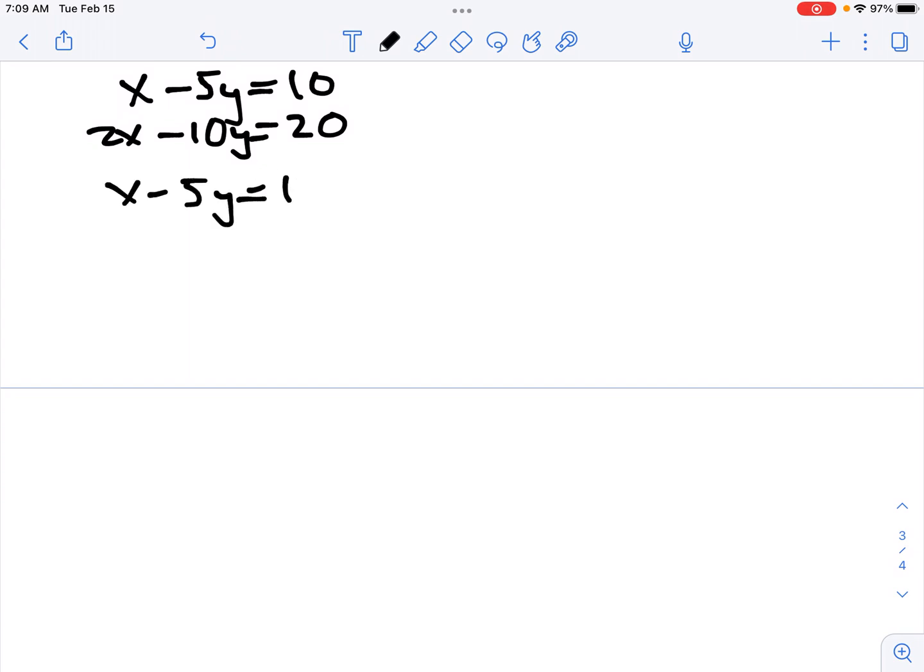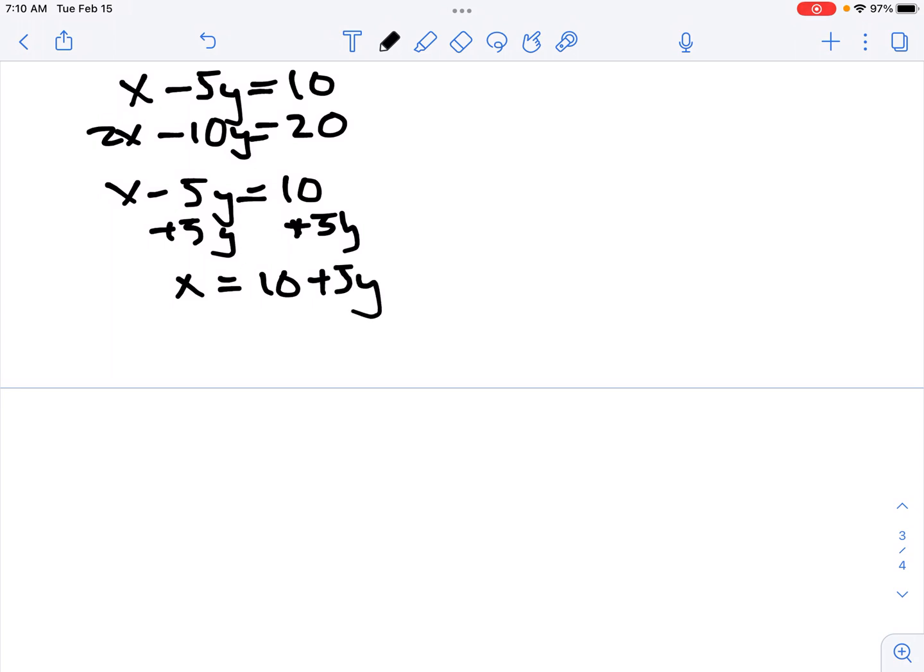All right, and the next equation we have here is x minus 5y equals 10, and 2x minus 10y equals 20. Okay, so let's do the same thing. Let's take x minus 5y equals 10 and solve for x. We're going to add 5y to both sides, so that gives me x is equal to 10 plus 5y.